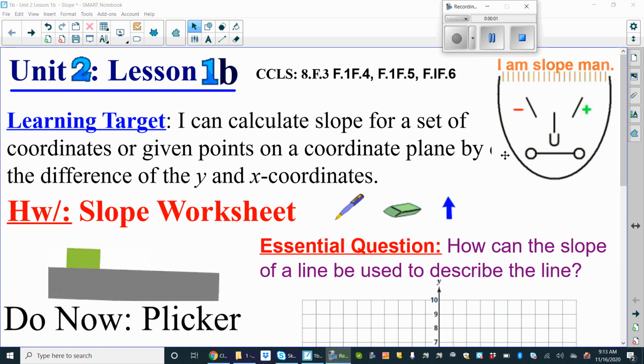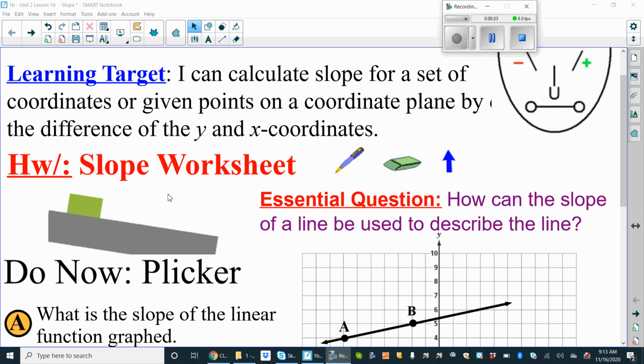Hi boys and girls, so right now we're working on Unit 2, Lesson 1B, and the learning target is I can calculate slope for a set of coordinates or given points on a coordinate plane by finding the difference of the y and x coordinates. So we've seen this a little bit in Lesson 1A, but this whole lesson will now be practicing using the slope formula. That's y2 minus y1 over x2 minus x1.